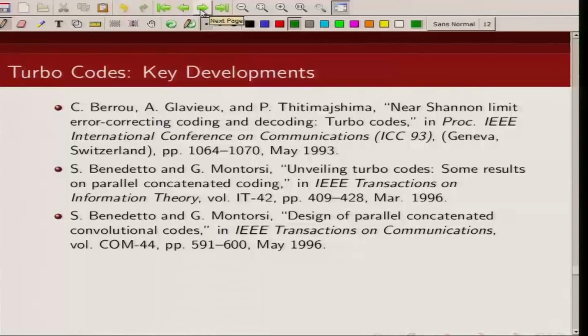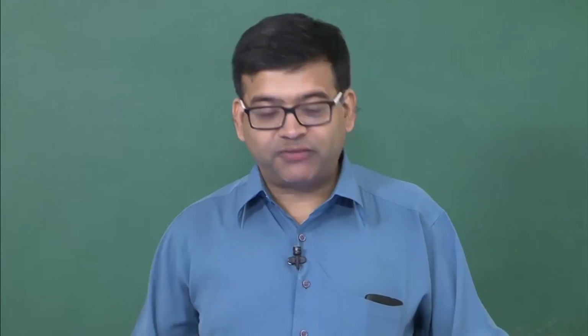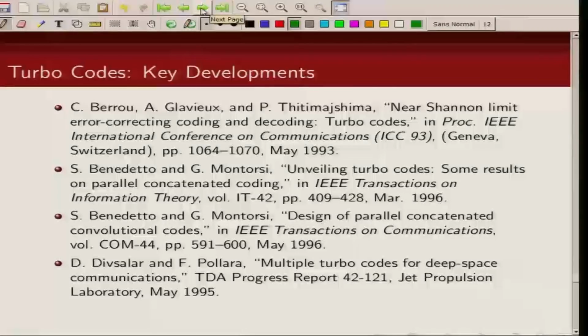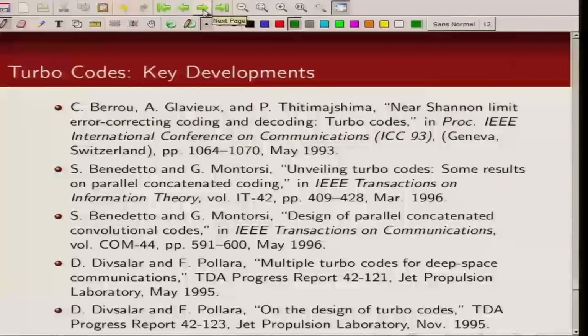Now, the next set of papers, these two papers by Benedetto et al., Unveiling turbo codes: some results on parallel concatenated coding, and Design of parallel concatenated convolutional codes. These were among the first papers to explain why the performance of turbo codes is not very good at high signal to noise ratio, and why they suffer from the error floor. Then there is a paper by Divsalar at the JPL lab, where they generalized it to multiple turbo codes, and this paper also gives some rules on how to design turbo codes.